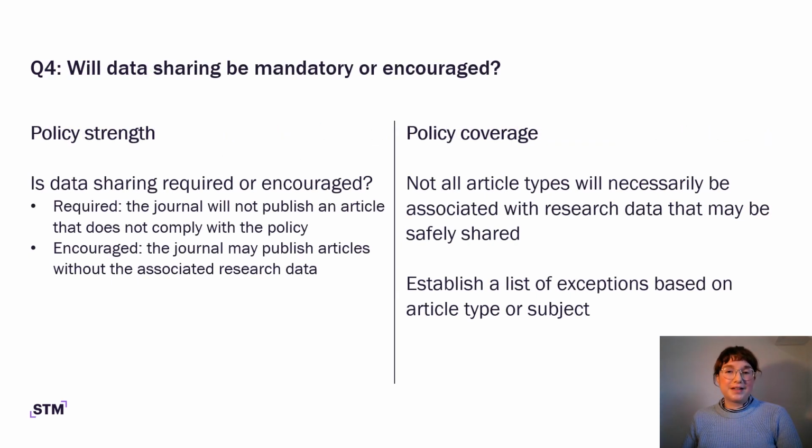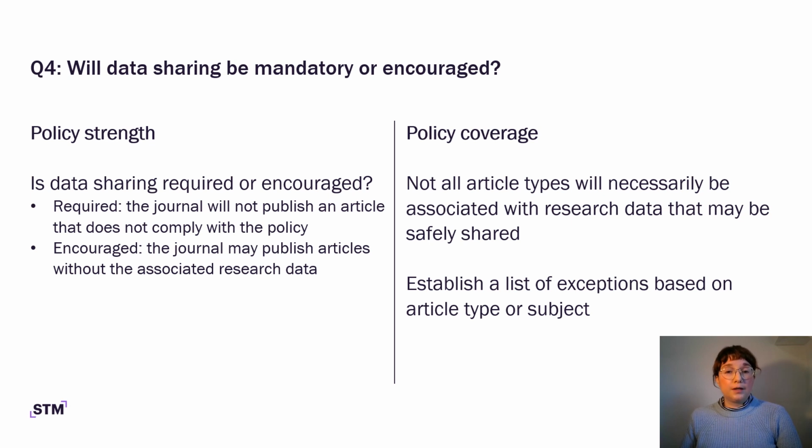Perhaps the most important element of your chosen data policy will be its strength. Are you requiring all authors to share data and rejecting authors who do not share? Or are you encouraging data sharing and allowing authors to publish regardless of whether their data has been shared or not? This is a decision which might be influenced by some of the previous questions you have addressed. Whether you feel that your journal's disciplinary community is ready for data sharing, and whether there are appropriate standards and repositories already available for your authors to use.